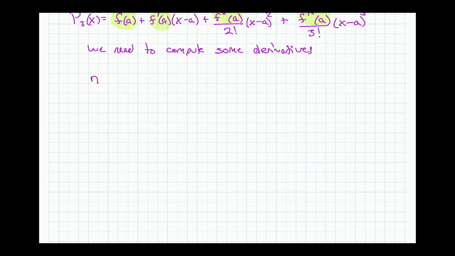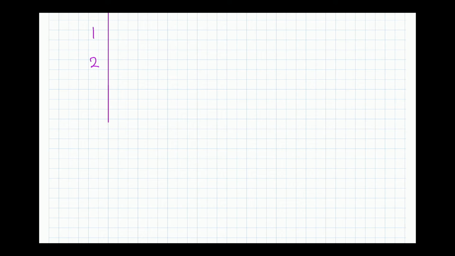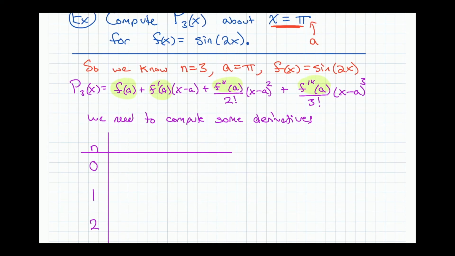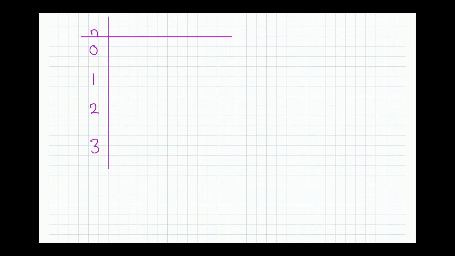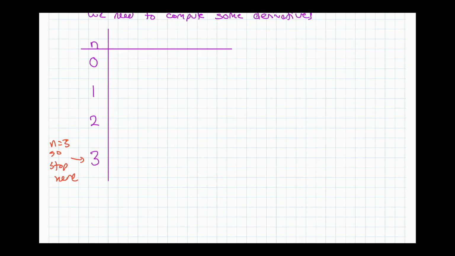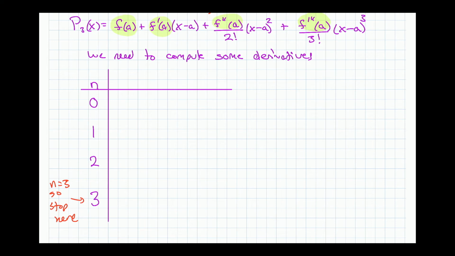So I make a table, I put n on my table, and then you just number 0, 1, 2, gets a little bit further, 3, right? 0, 1, 2, 3. Why 3? Because we're doing P3, okay? So that's why we're stopping right here. N equals 3, so stop here. Okay? Now, we need f of a, f prime of a, f double prime of a, f triple prime of a. So we need derivatives here.